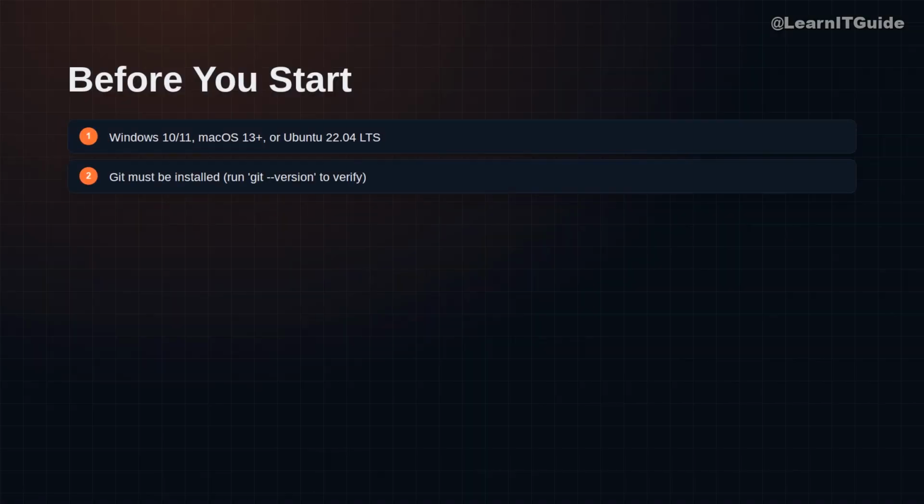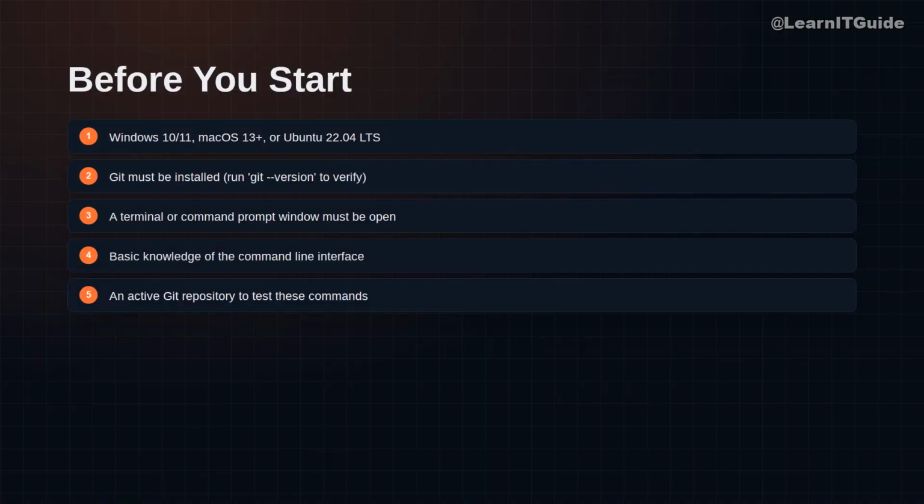Before we start, ensure you have Git installed. Open your terminal or command prompt and run git version. If you see a version number, you are ready. If not, go to the official Git website and follow the installation guide for your operating system. You do not need root access for these commands, just your standard user account. Take a moment to review each point shown on screen.